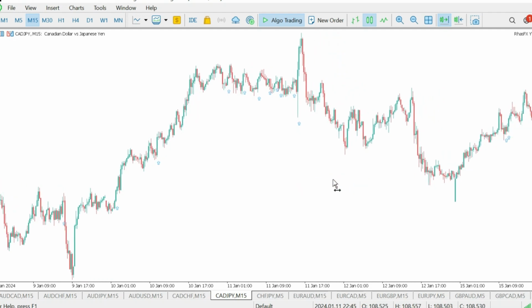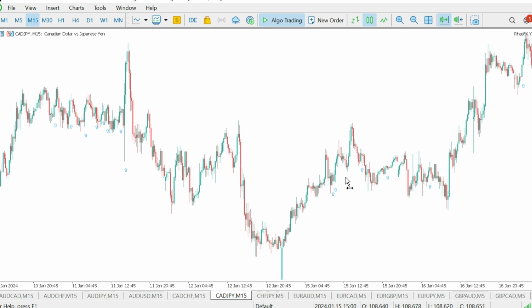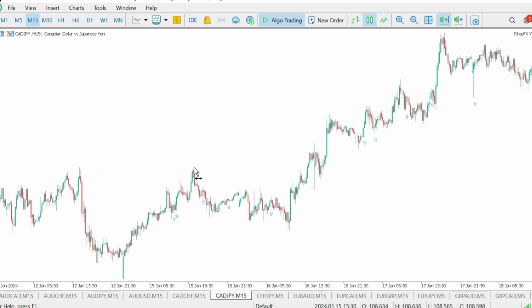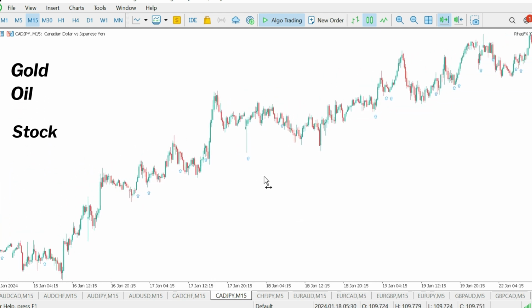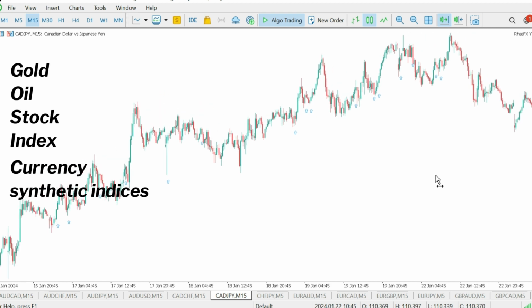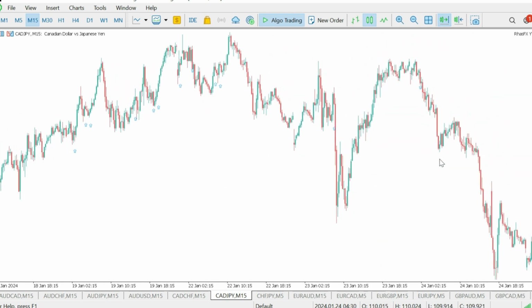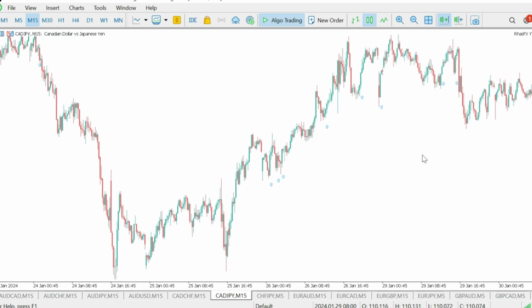The arrows in the video you are looking at are the byproduct of the very same custom Forex indicator that I am about to show you how to make. This custom indicator has a very high win rate and can be used on any chart, be it gold, oil, stock, index, currency, or even synthetic indices. Furthermore, if you follow the exact instructions outlined in this video, you can create one for your MetaTrader 4 and your MetaTrader 5.